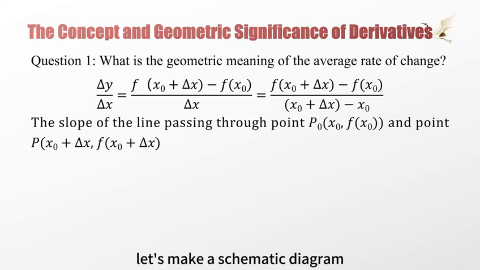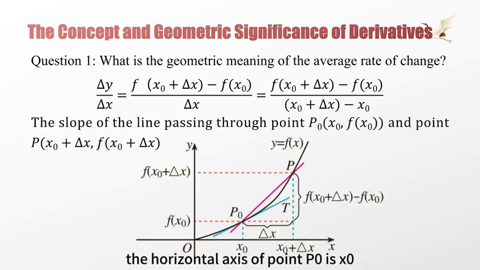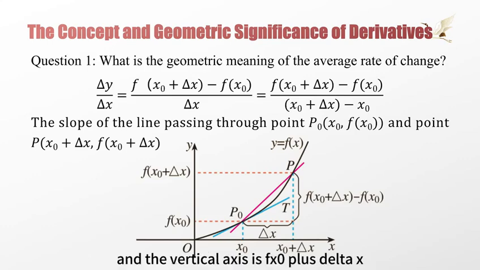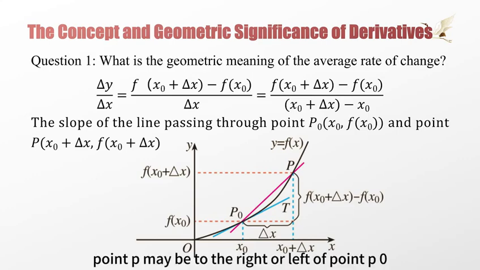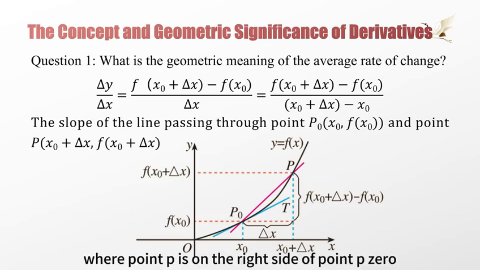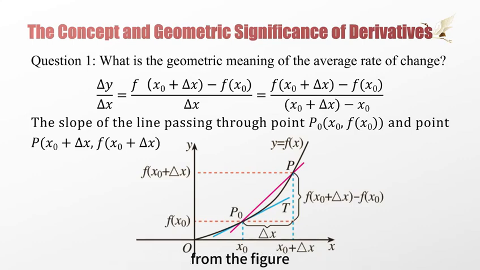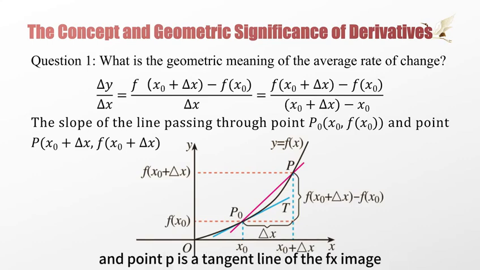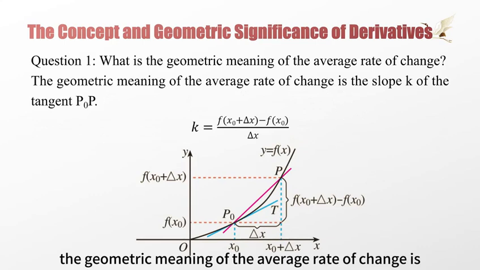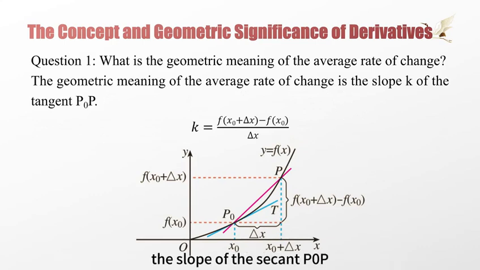Let's make a schematic diagram. The horizontal coordinate of point P0 is x0, and the vertical coordinate is f(x0). The horizontal coordinate of point P is x0 plus delta x, and the vertical coordinate is f(x0 plus delta x). Since delta x can be positive or negative, but not 0, point P may be to the right or left of point P0. Let's first draw the situation where point P is on the right side of point P0. From the figure, we can see that the line passing through point P0 and point P is a secant line of the graph of the function y equals f(x).